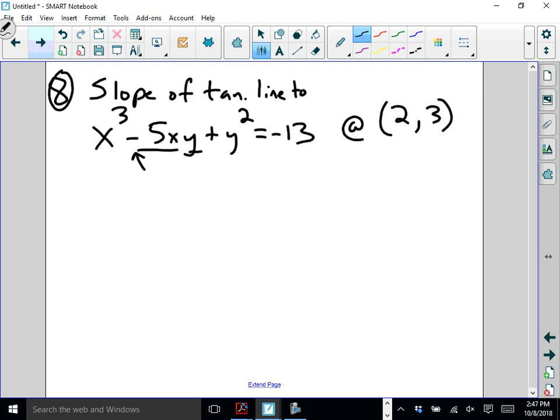So going ahead and getting dy dx here, I'm going to get 3x squared for my derivative of the first term. Now I'm going to execute the product rule. So I'm going to do the derivative of the first, which is negative 5, times the second, which is y. Now usually this is plus, but I'm going to plus a negative 5x. So I'm just going to write minus 5x, minus the first times the derivative of the second.